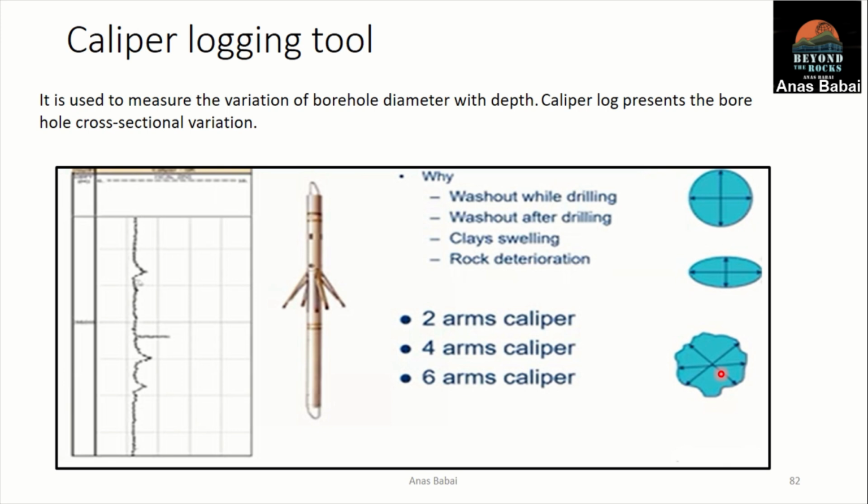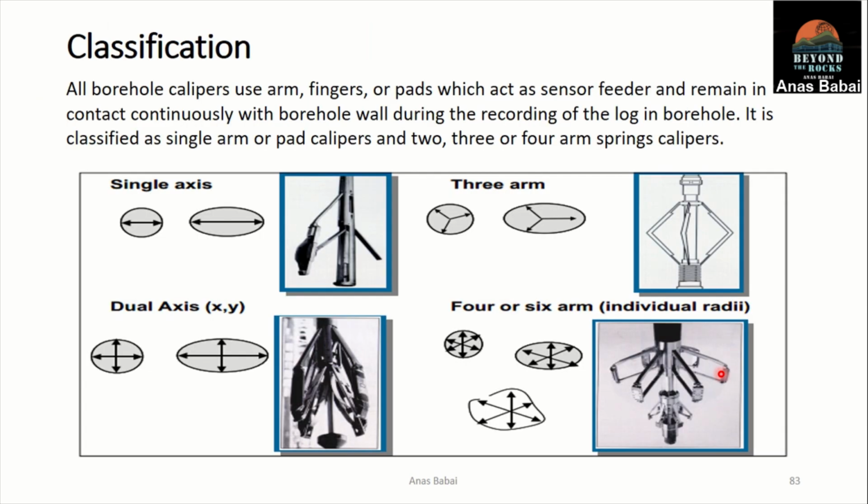Some of the effects of the borehole condition on the log reading itself. So this is what we have been saying. We have single axis, we have 3 arms, we have dual axis, in which each 2 arms are at 180 degrees to each other, and we have 6 arms, in which each 2 arms are at 180 degrees to each other, but we have 3 sets of arms.